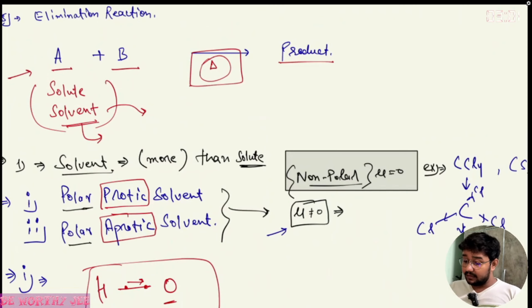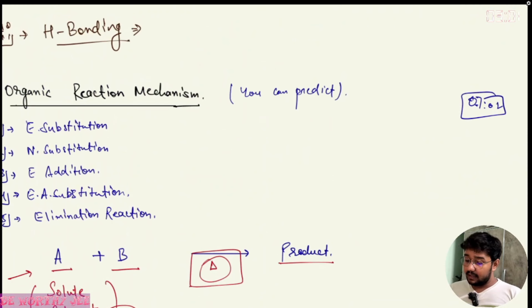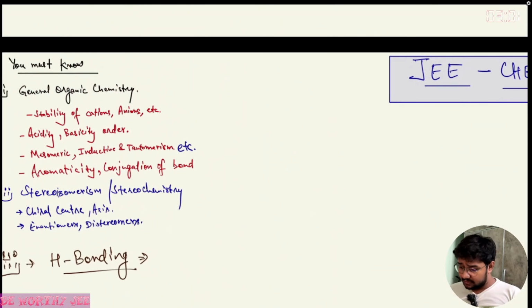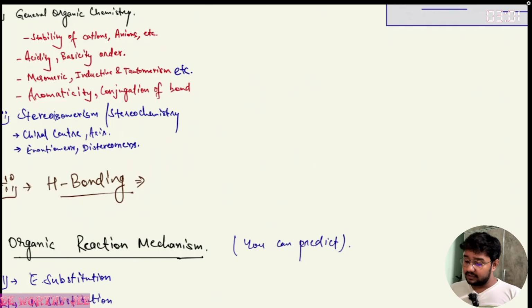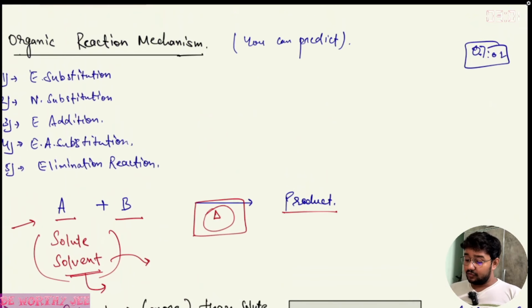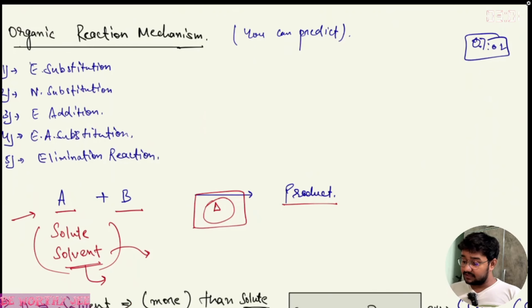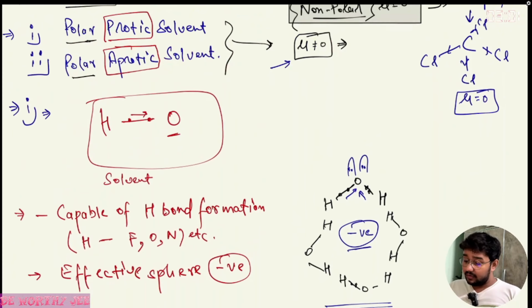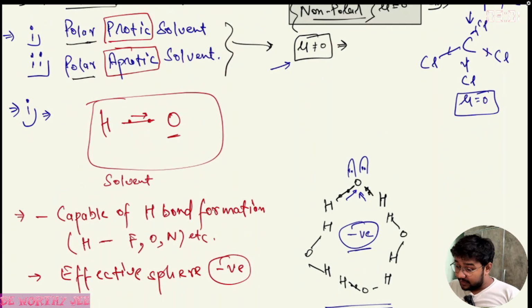You studied hydrogen bonding earlier in chemical bonding and general organic chemistry as well. So I mentioned the hydrogen bonding part here also. You must understand it, and you are aware of that, then you can easily understand these two solvents. So what are the properties of polar protic solvents?